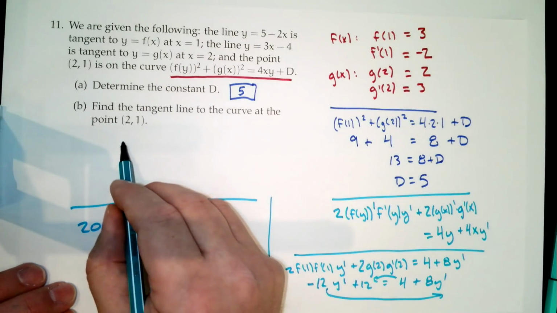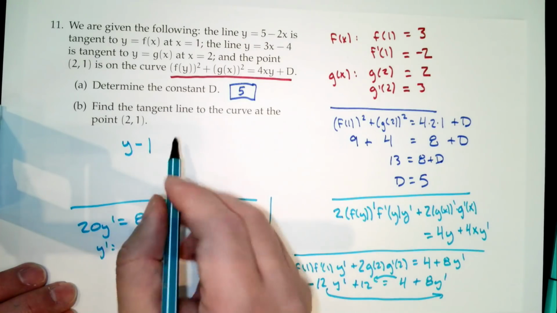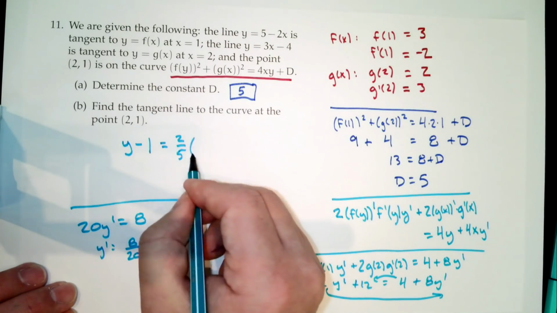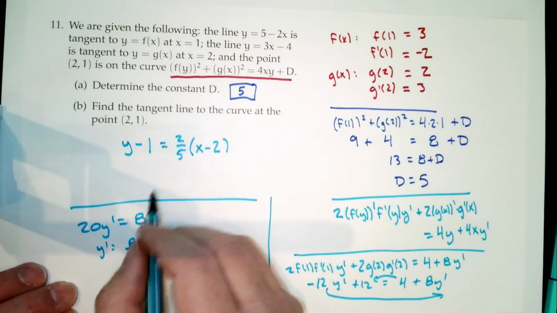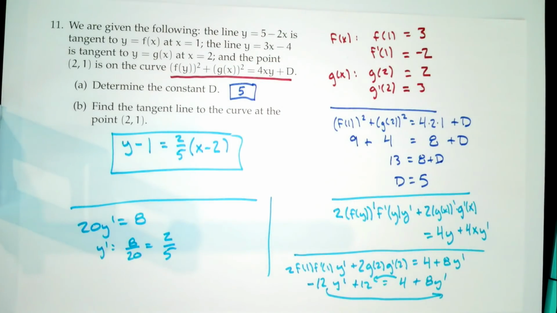So my line is y minus the y value, which is 1, so y minus 1, is equal to the slope, 2/5, times x minus my x value, which is 2, x minus 2. And that is a great way to leave our answer. And we're done. Good, good.